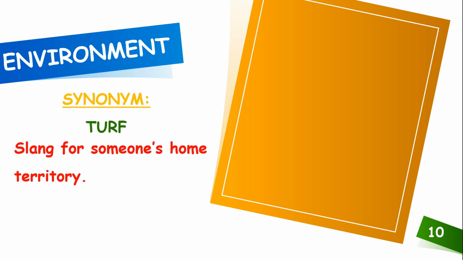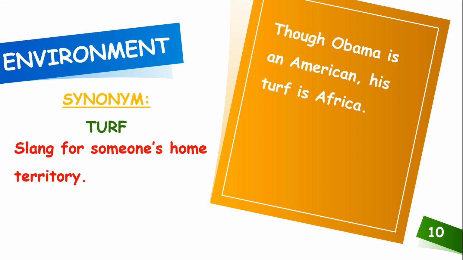The last synonym of the word environment is turf. Turf is defined as the slang for someone's home territory. Now, let us see how to use this word in a sentence where it means environment. The sentence goes like this. Though Obama is an American, his turf is Africa. This sentence means that though Obama is an American, he comes from an African background or African environment.